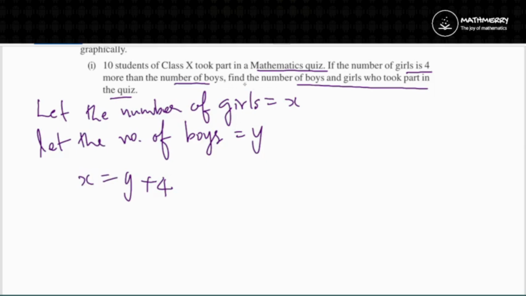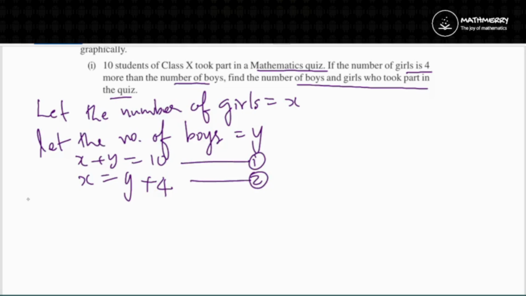And the next is, it's also given that 10 students have participated. So the total number of students is 10, so x plus y is equal to 10. This is our first equation, and this is our second equation. Now using this we have to plot the graph and find the solution.